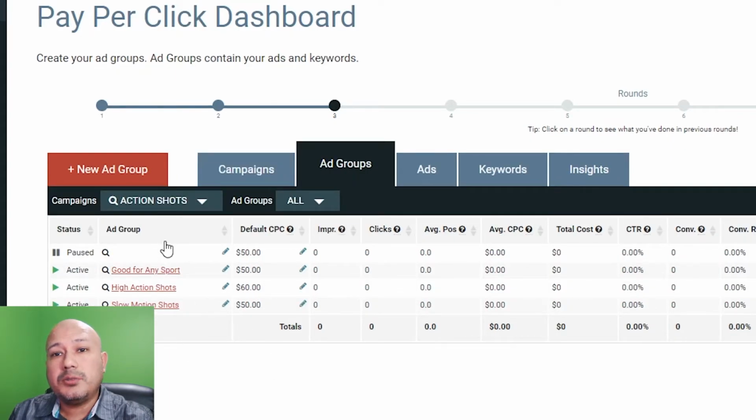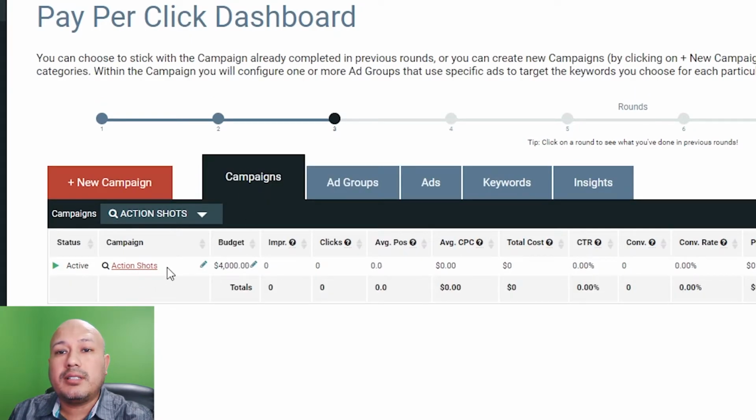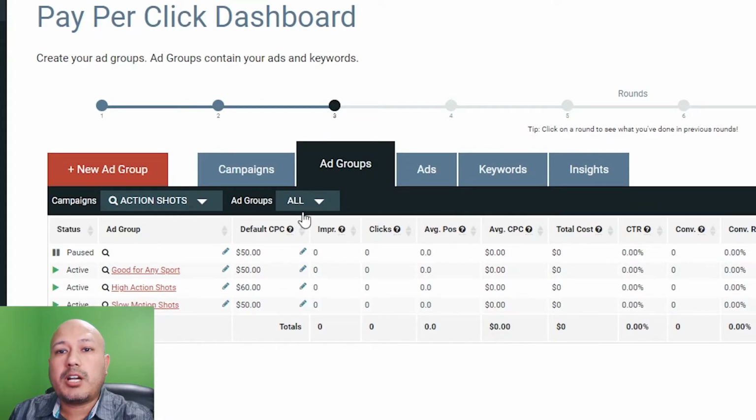So the student has created 3 ad groups for that particular campaign, which is the requirement, right? So 3 ad groups for each campaign. So we can see the ad group organizes the product that you are going to sell, but as I said, it would be easier if you named your ad groups associated with the ads, because here it says good for any sports. So you are going to sell sports cameras, but this is a specific sport product that you are going to sell, right?